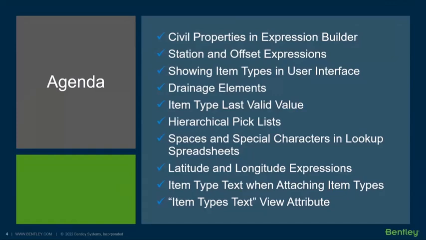We'll talk about item types related to drainage elements. I want to spend a bit of time on something called last valid value. Make sure you understand what that does and why it's really important to have that set properly to get item types to behave the way you expect them to. Some new capabilities that we'll talk about today around pick lists, the ability to build what we call a hierarchical pick list, or one pick list based on another.